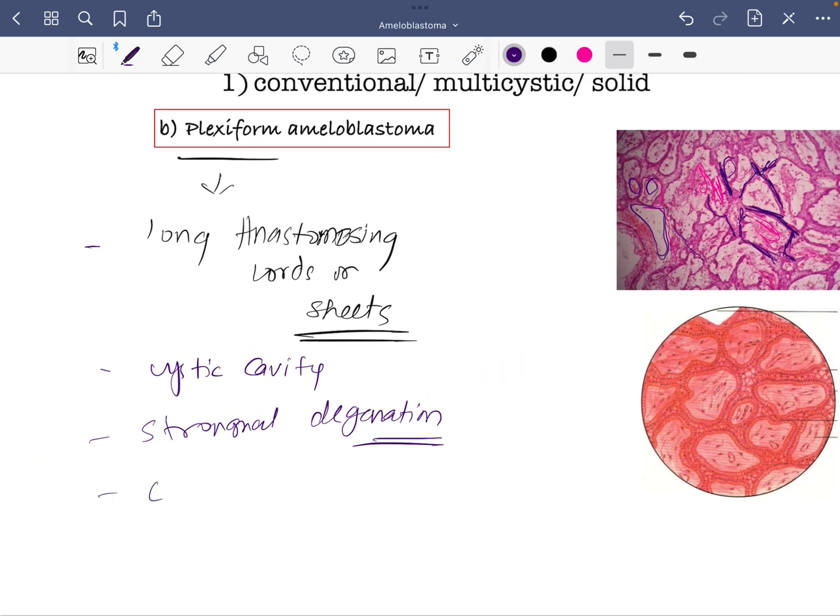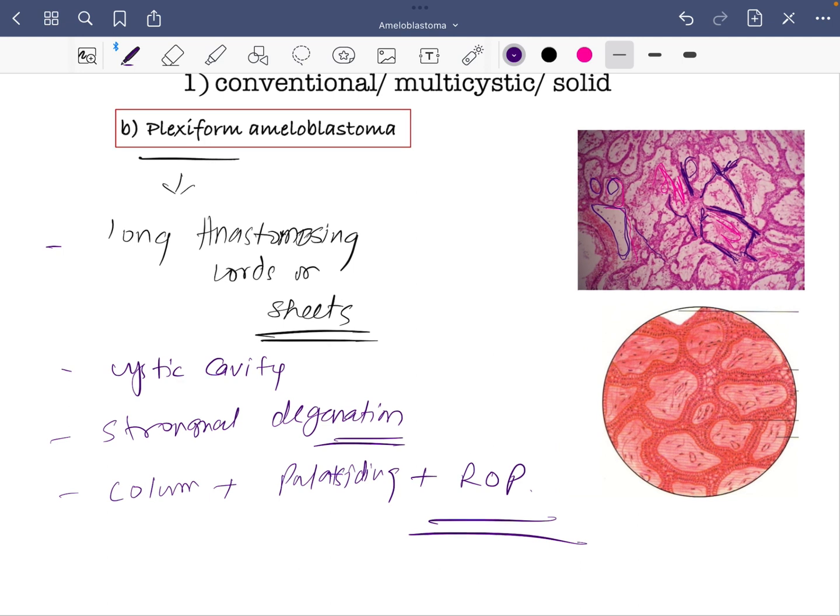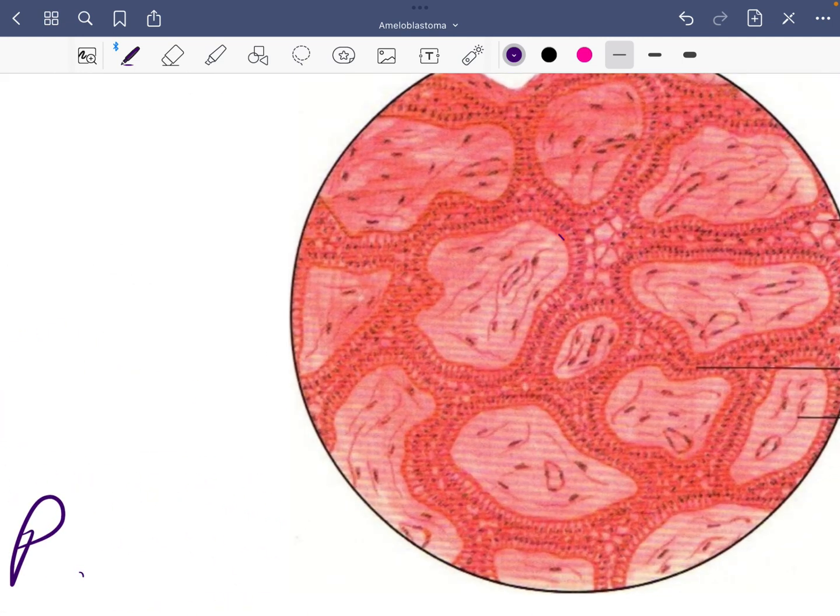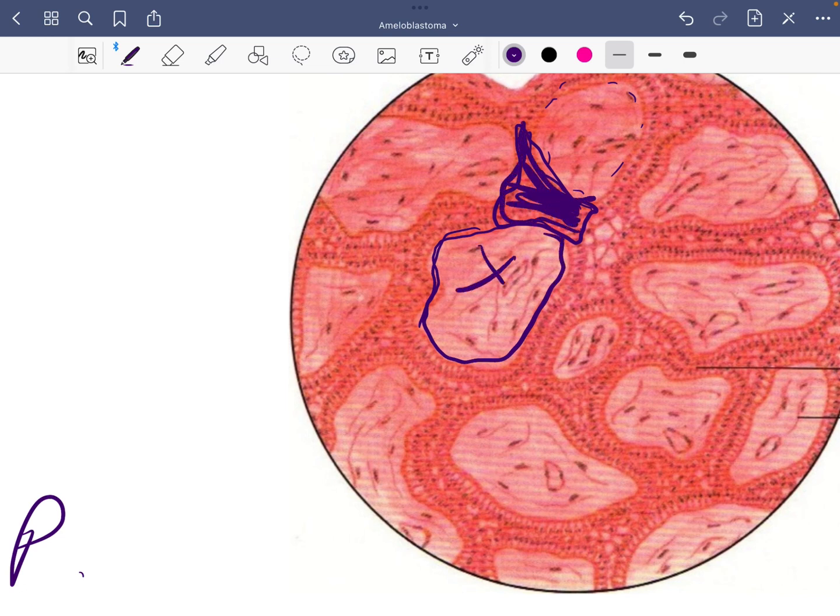You will find columnar cells, plus you will find palisading patterns, plus you will find reversal of polarity, right? Everything is the same. The main differentiator is the presence of thick strands, right? Don't assume this is your tumor. This is your tumor, right? Do not look. This is not your tumor. This is your tumor. What I'm drawing in purple is your tumor.